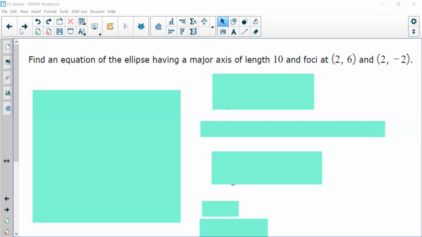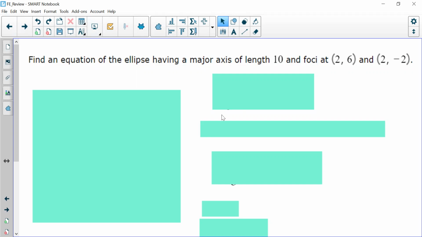Okay, hello everybody. I've got four examples for you to prepare for the quiz tomorrow. So what I want you to do is pause the video, take a minute or a minute and a half to get as far as you can with this, and then play to see the solutions. So we're going to find an equation of an ellipse with this major axis and the foci at this.